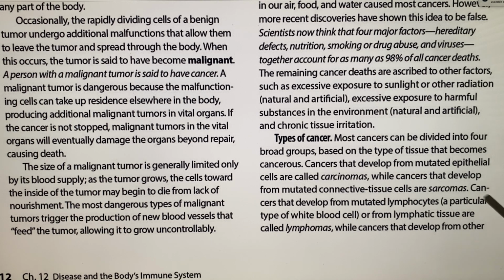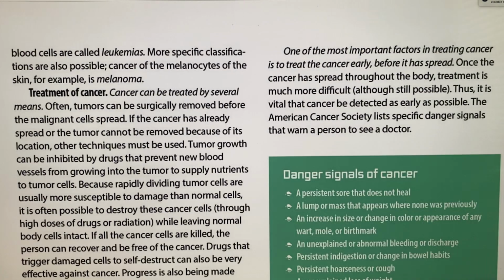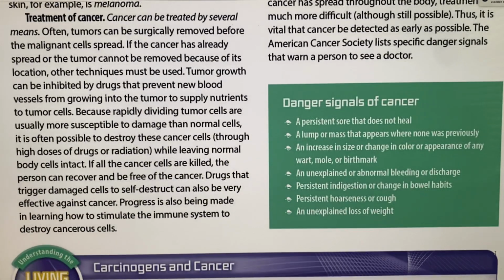And then a sarcoma attacks your connective tissue. So it's a little bit lower, where your connective tissues are. That's a sarcoma. And then a lymphoma is attacking your lymph system. So lymphomas are mutated lymphocytes, white cells. A lymphoma can also be a leukemia, and a leukemia is mutated blood cells.